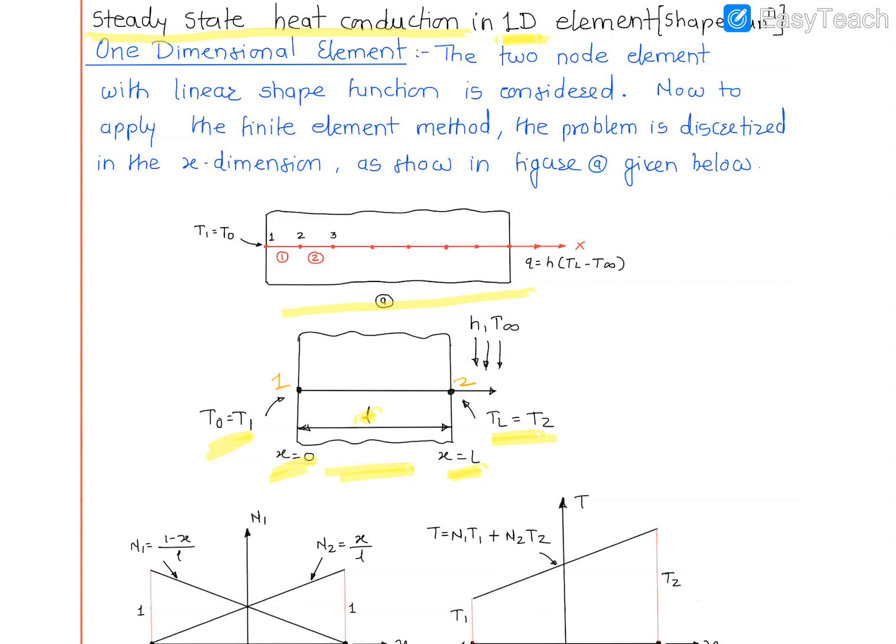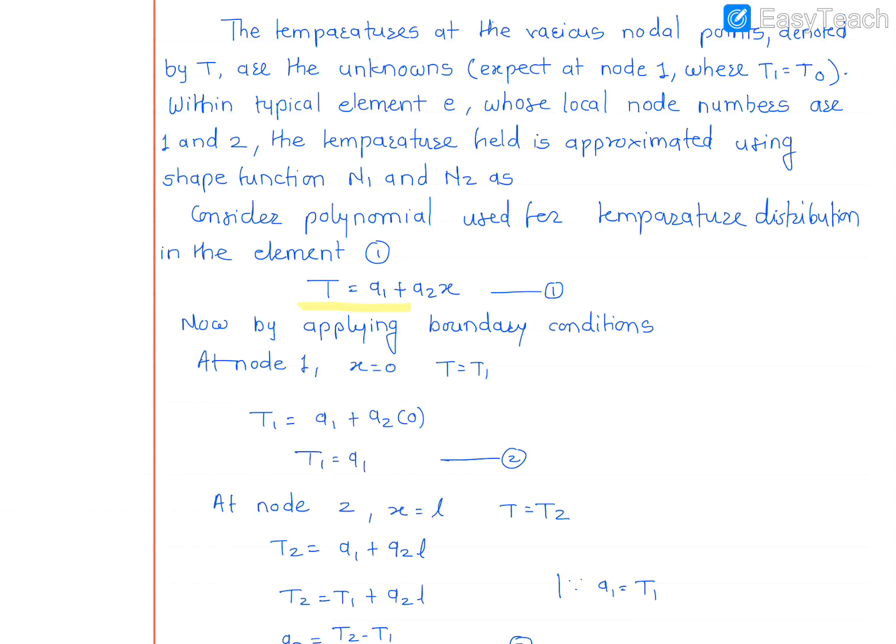Now to derive the shape function, we will take the polynomial first. So we will assume the polynomial function. Now consider this polynomial T is equal to a1 plus a2x. Then by applying the boundary conditions, we are able to get the values of a1 and a2, and by back substituting these values in this equation, we can get the shape functions N1 and N2. So this is the procedure.